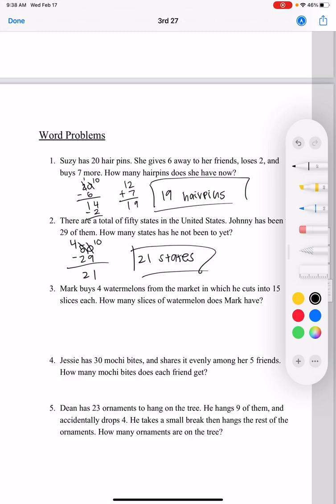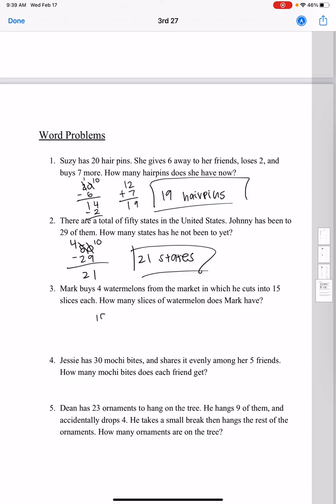Okay, Mark buys 4 watermelons from the market, which he cuts into 15 slices each. How many slices of watermelon does Mark have? So he buys 4 watermelons, and each is cut into 15 slices. So what is 15 times 4? 5 times 4 is 20. And 1 times 4 is 4 plus 2 is 6. So your answer should be 60 slices.